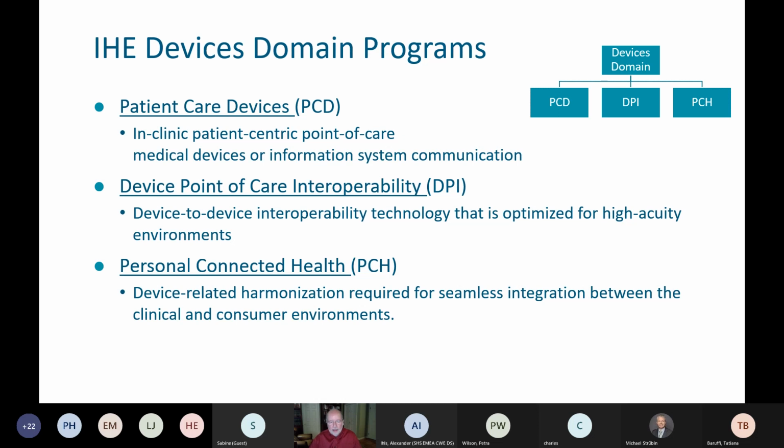And that's really working on harmonizing the standards used, whether the device is used remotely or in the hospital, so that it could be a seamless integration. So somebody can start with the device at home, monitoring the situation, move to the hospital, continue using that device, and that device will automatically communicate with whatever system the hospital is using. Next slide.